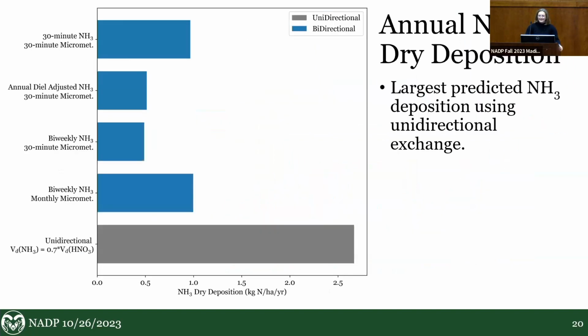So now we kind of get to the meat of it. What does annual ammonia dry deposition look like in Rocky Mountain National Park when we compare these different methods? In gray, we have the unidirectional. In blue, we have the bidirectional. The first thing I want to draw your attention to is that the largest predicted ammonia deposition is that unidirectional model by a quite significant factor.